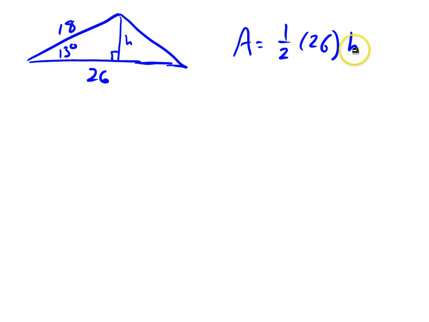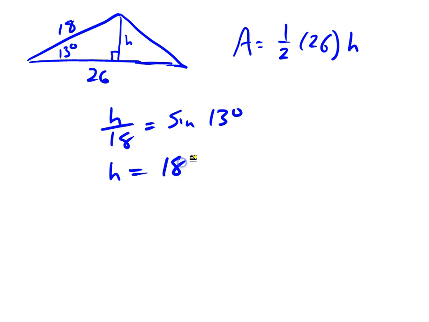Well, the thing is, now that I've dropped a perpendicular, I've got a right triangle. And so in that right triangle, I've got the unknown side of h, and the 18 is the hypotenuse. So h divided by 18 would be the sine of 13 degrees. So I can find h by multiplying both sides by 18. This is 18 times the sine of 13 degrees.